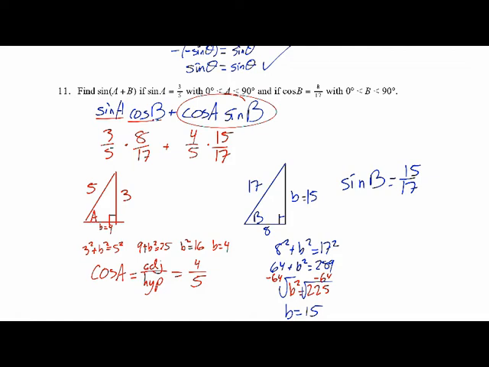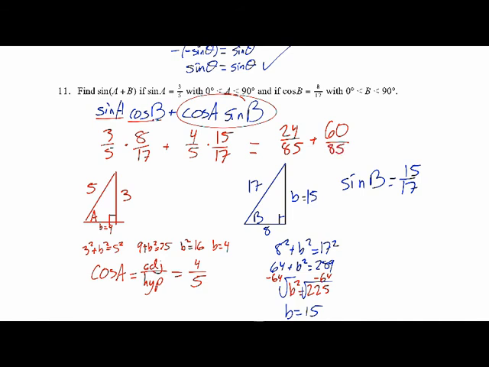So now we've got all of our fractions: the sine of A, cosine of B, cosine of A, and sine of B. Now we can go through and do the multiplication. Taking care of that first multiplication, 3 fifths times 8 seventeenths, we get 3 times 8, which is 24, over 5 times 17, which is 85. Plus, the second group: 4 times 15 is 60, over 5 times 17, which is 85.